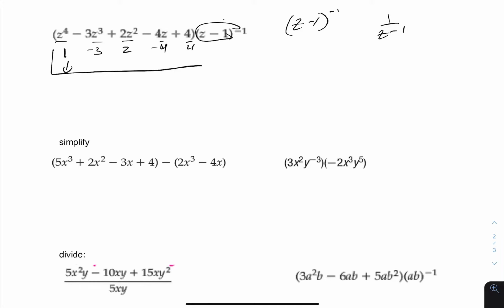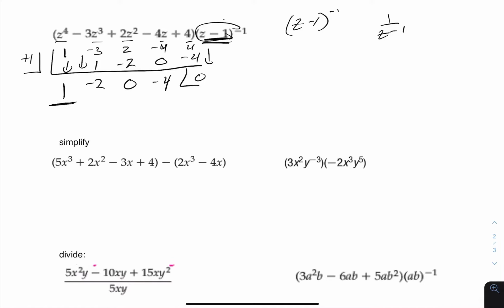So bring the first one down. Last one's remainder. Since it's Z minus 1, I'm going to use plus 1. Remember, when it's a bottom like that, you do the opposite. So you bring the first one down, multiply across, I get 1. Add down, -2. Multiply across, -2. Add down, 0. Multiply across, 0. Add down, -4. Multiply across, -4. Add down, I get 0. Oh, no remainder for once.